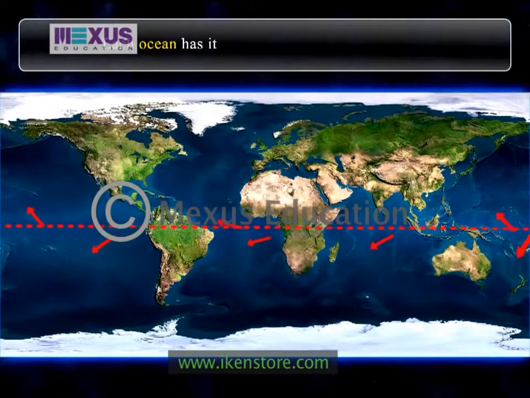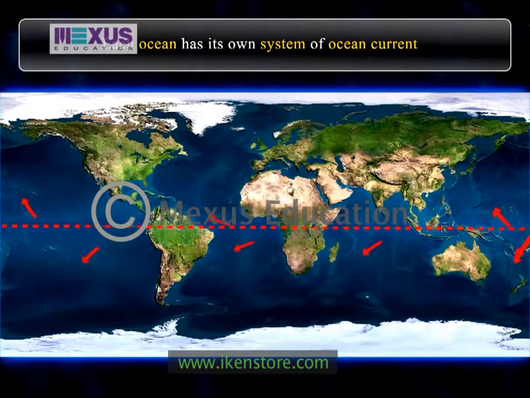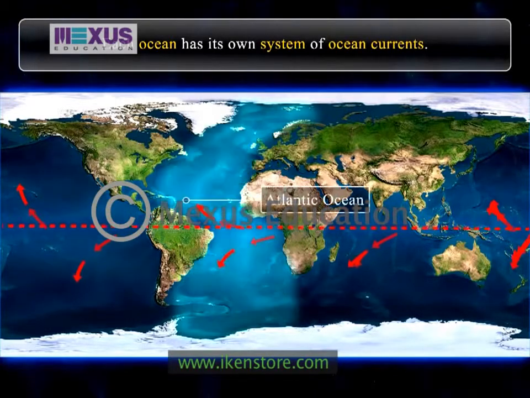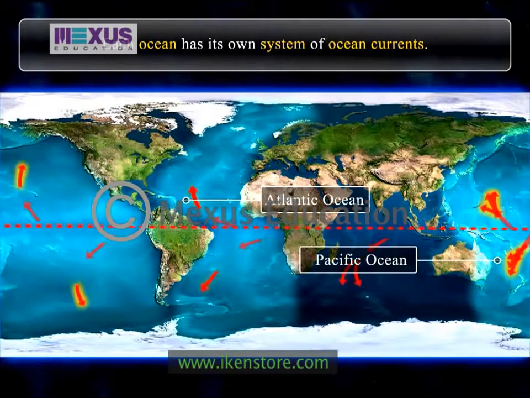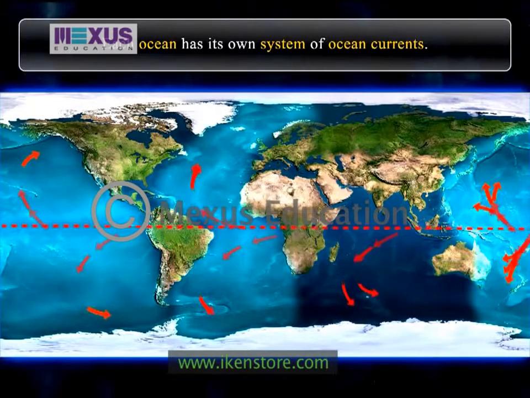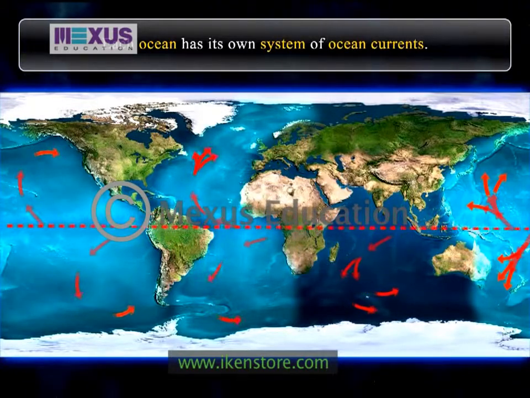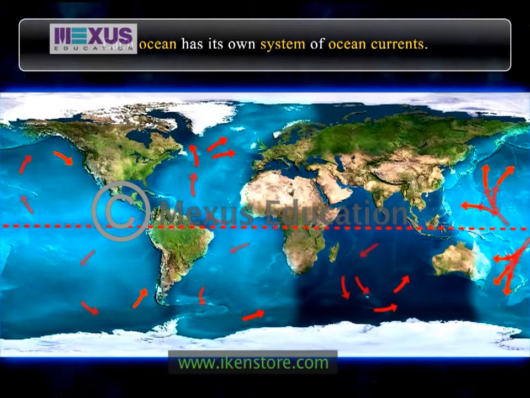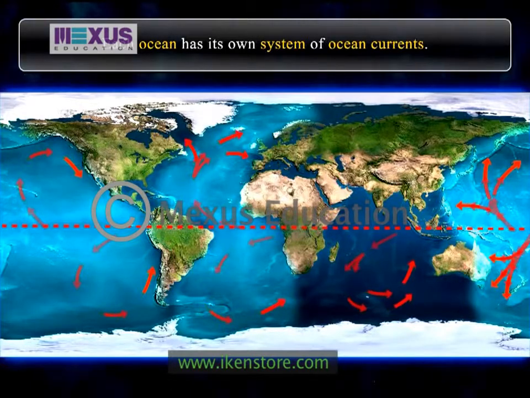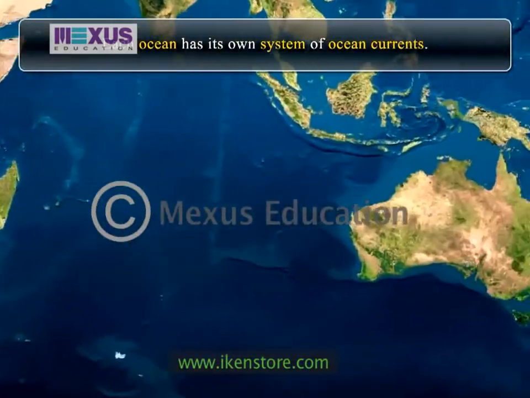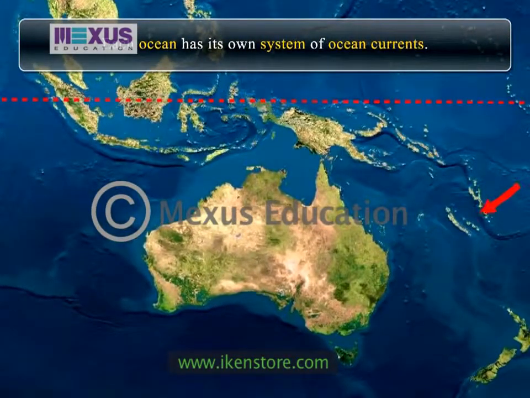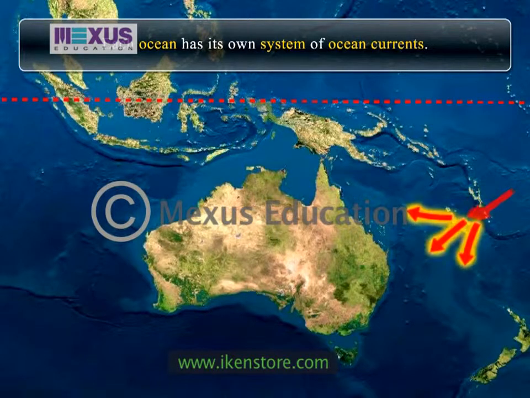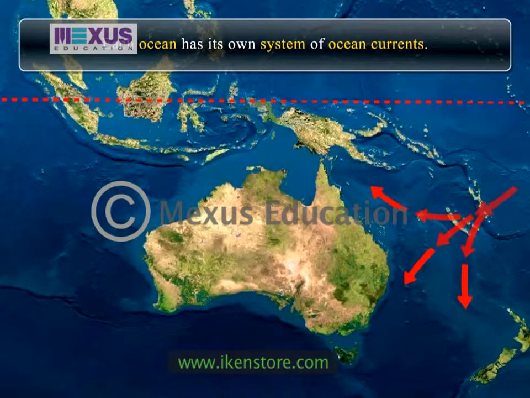Each ocean has its own system of ocean currents. The ocean currents of the Atlantic Ocean and Pacific Ocean show a common pattern. Ocean currents originate in the equatorial regions as the warm equatorial currents and flow westward. When they encounter continents, they divide into two branches. One is deflected northwards and the other southwards. These warm currents move along the east coast in the low and middle latitudes.